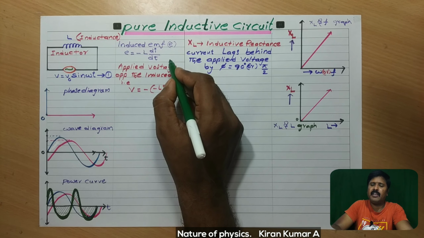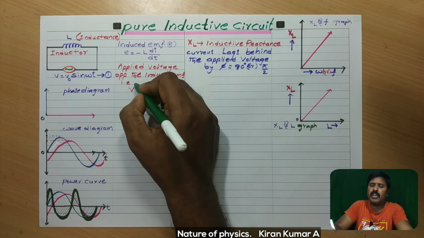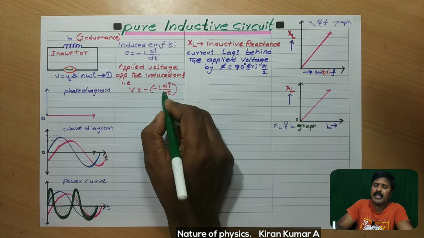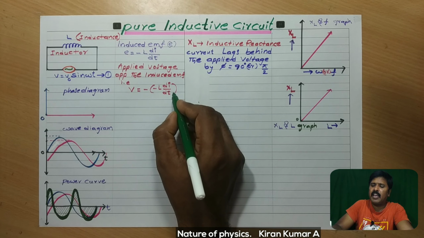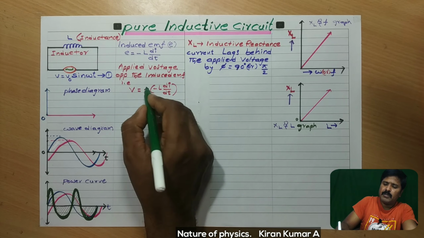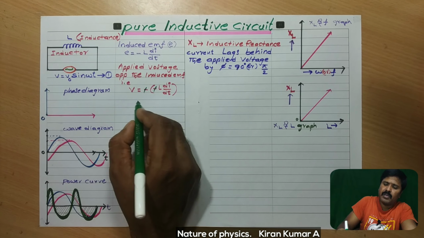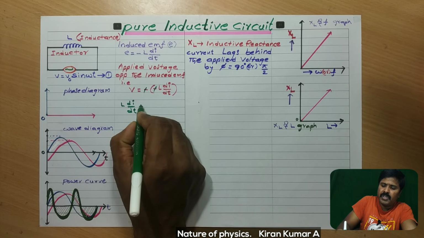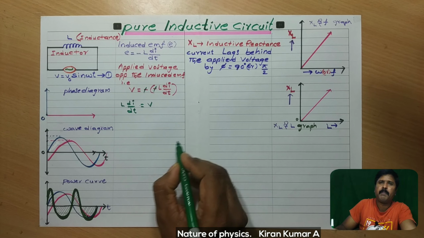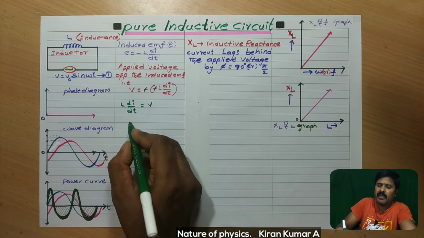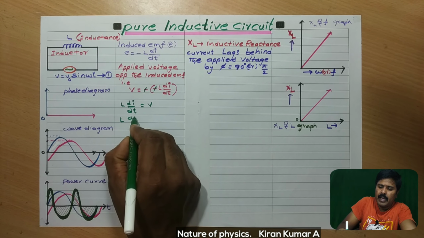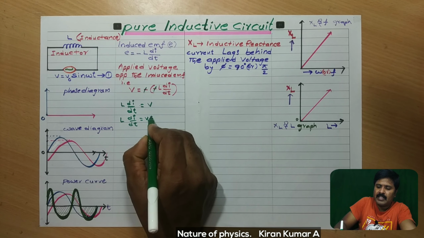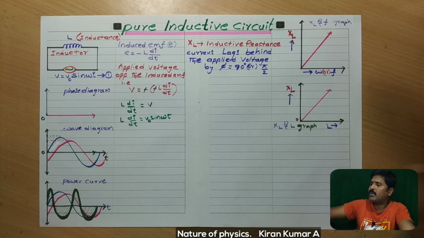The applied voltage opposes the induced EMF, so we can write V is equal to minus of minus L di by dt. So this minus gets cancelled. Now I get L di by dt which is equal to V. Now V is the applied voltage, so replacing, L di by dt is equal to V naught sin omega t.